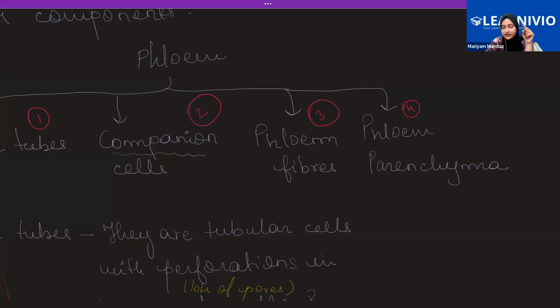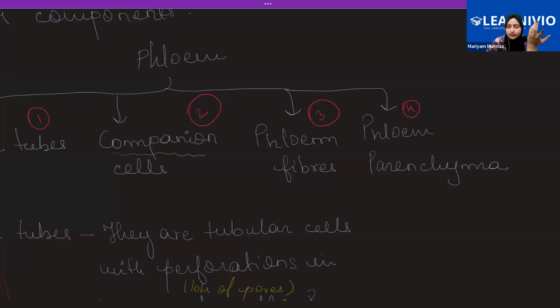Now, remember one more thing, students, that if we talk about the transportation by the xylem, it is unidirectional. What is the meaning of unidirectional, students? In one way. Something that takes place in one direction.